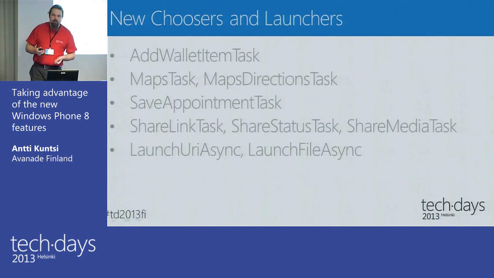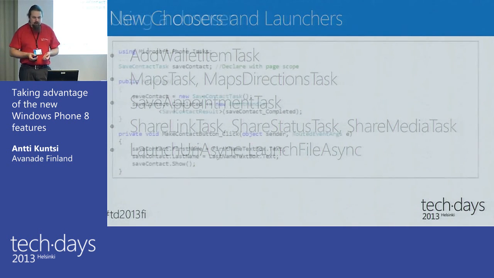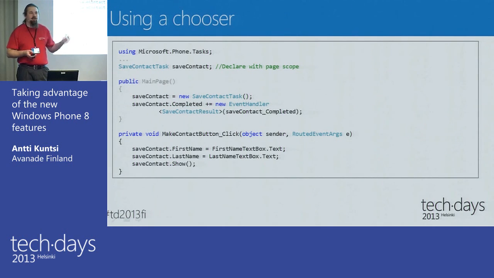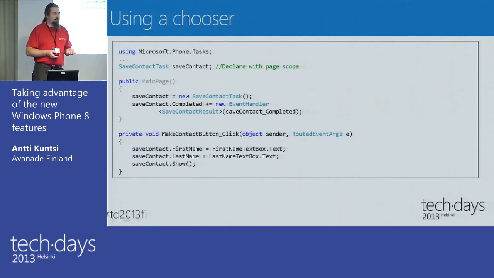So how to use a chooser? It's a bit more involved than launchers. So we are using here a save contact chooser. So you want to save a contact into the permanent contact list of a phone. This is a new chooser task in Windows Phone 8. So you create the field or the reference in the page scope, and then you construct it in the constructor. This is mainly to get tombstone-safe event handling, and you register an event handler for the completion event where you handle what happened with the contact.